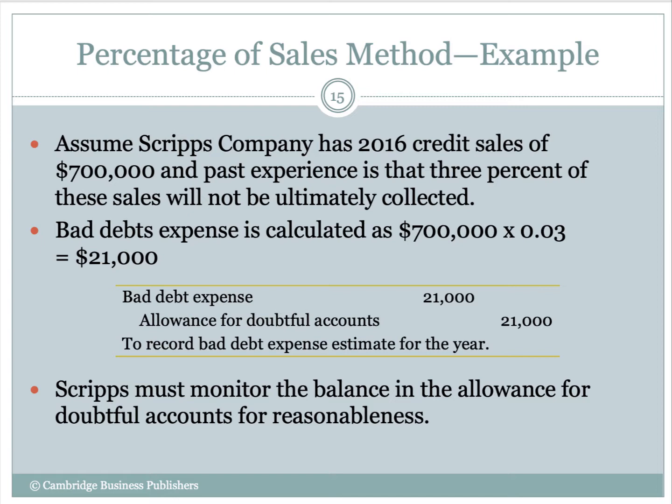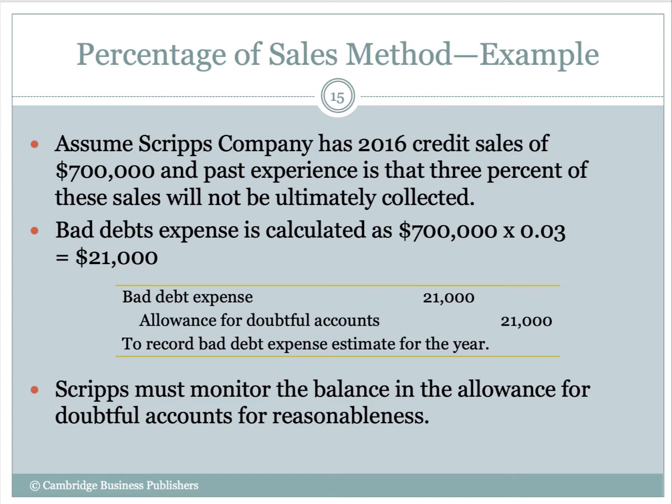Well, we take our $700,000, which is our credit sales, and we multiply it by 3%. That 3% is historical; we've always had around about 3% uncollected receivables. So we just multiply them out, right? 700,000 times 0.03. So our bad debt expense is $21,000. We need to book this.